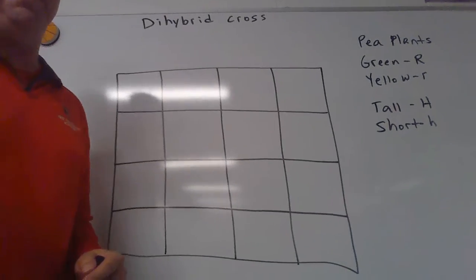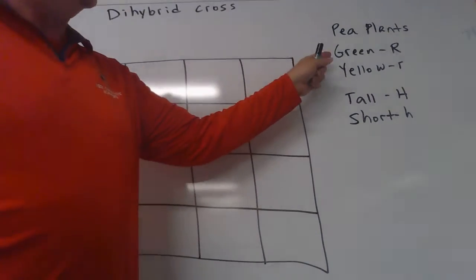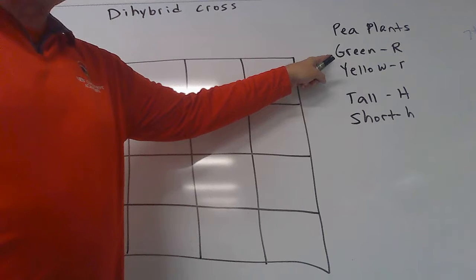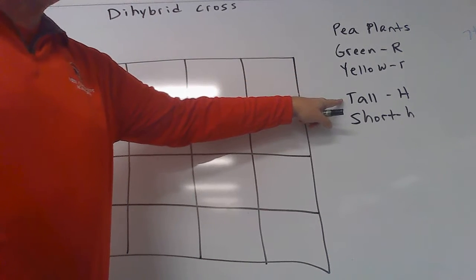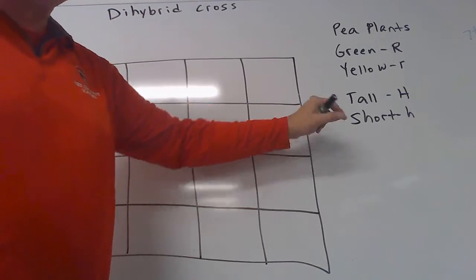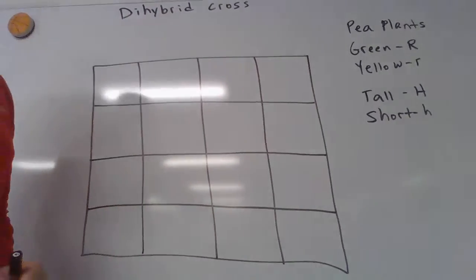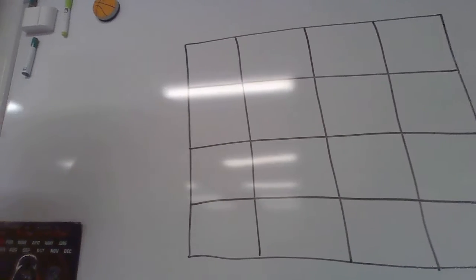So over here we have pea plants. Capital R is green, which is the dominant trait. Little r is yellow, which is the recessive trait. And then capital H is tall, dominant, and little h is short. So the first thing we need to do is set this up.